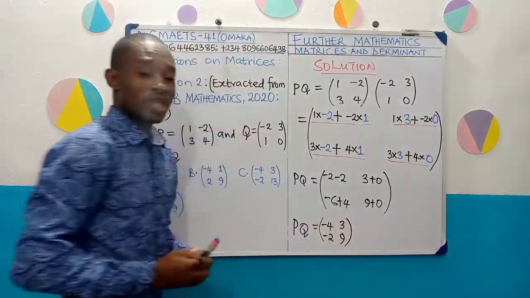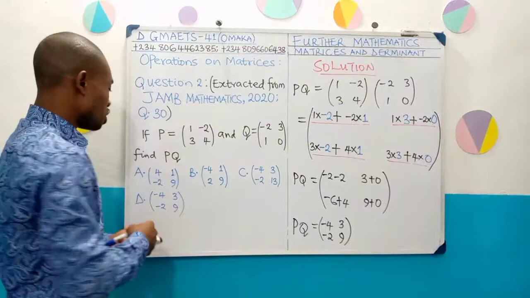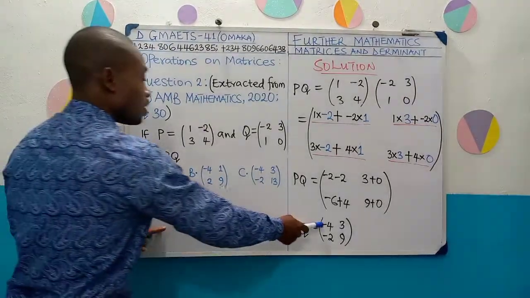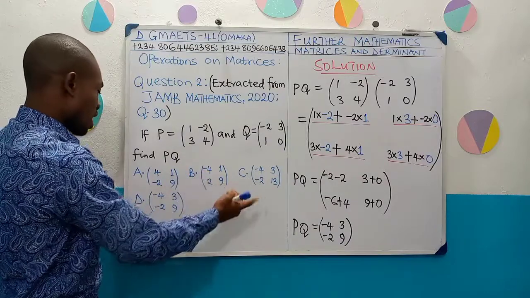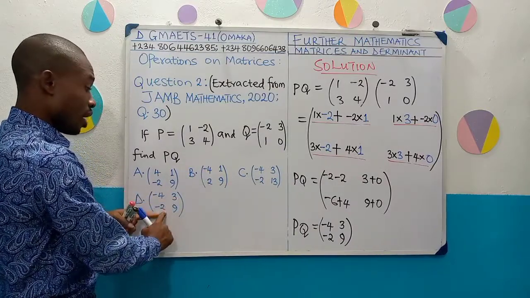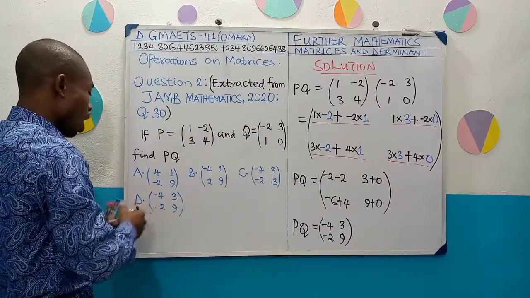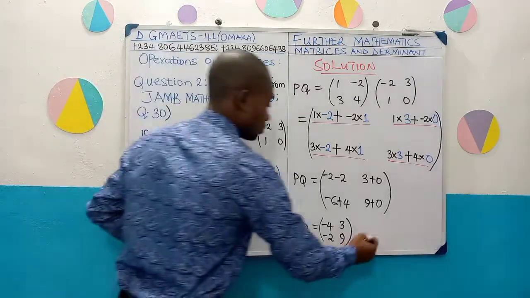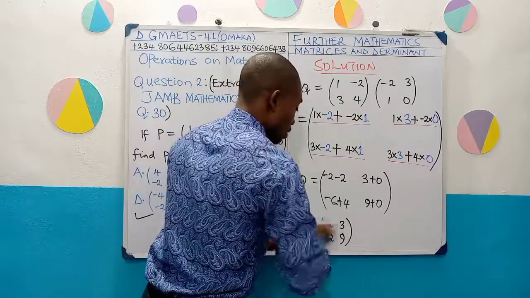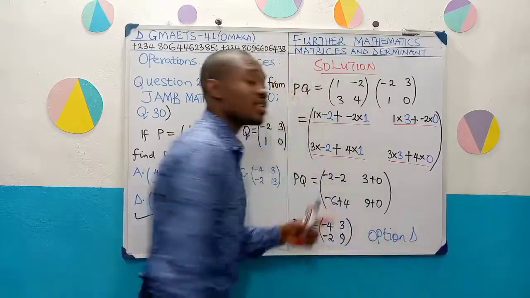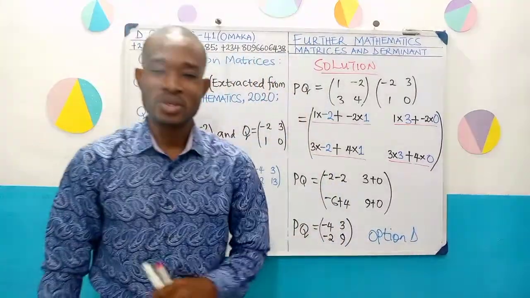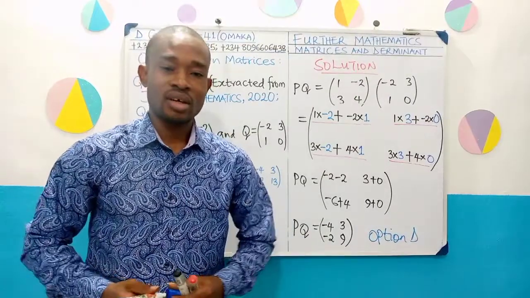Correct. We've obtained our result. So we can actually check for the correct option here. We have minus 4, 3, minus 2, 9. So minus 4, right? Minus 4, 3, minus 2, 9. The correct option is option D. You write it out here. Option D.